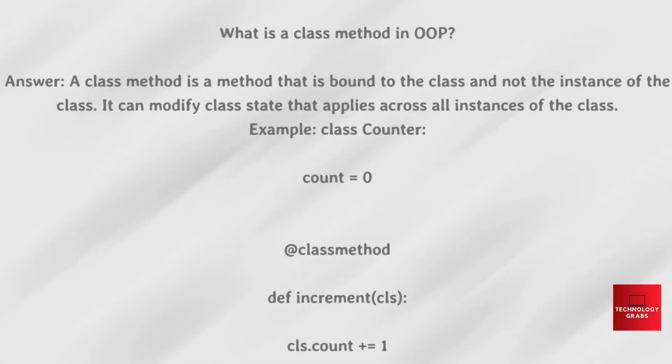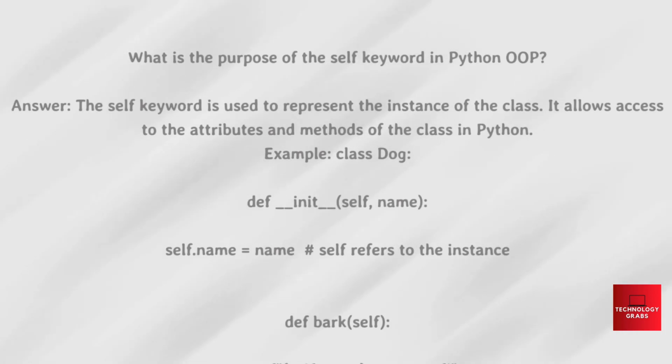What is a class method in OOP? Answer: a class method is a method that is bound to the class and not the instance of the class. It can modify class state that applies across all instances of the class. Example: class Counter, count = 0; @classmethod def increment(cls): cls.count += 1; Counter.increment() # increments the class variable count. What is the purpose of the self keyword in Python OOP?